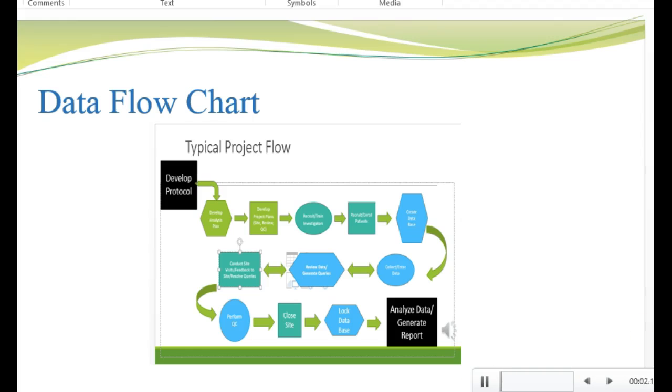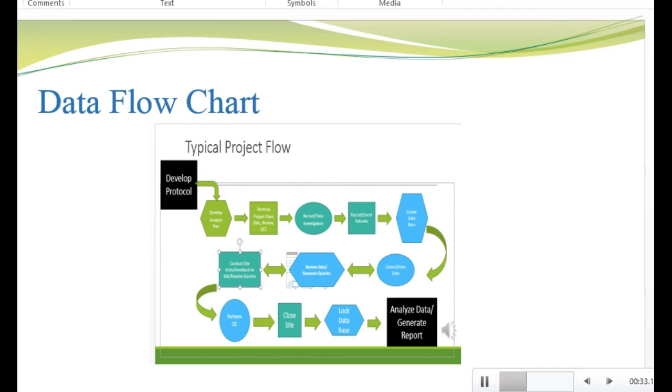So how do all of these people doing these roles and performing these tasks work together on a project? Well, this is a very simple data or project flow chart. Everything begins with the development of the protocol and ends with the generation of a study report. Once the protocol has been approved, it becomes the basis for an analysis plan. This is where the statistician outlines how they're going to analyze the data, and it tells you what they need to do to perform that analysis.